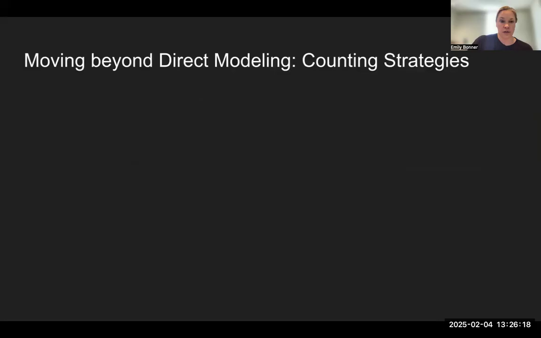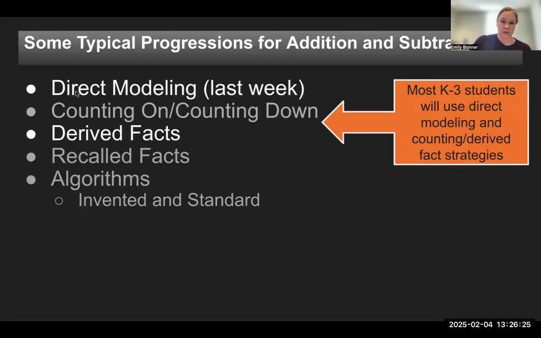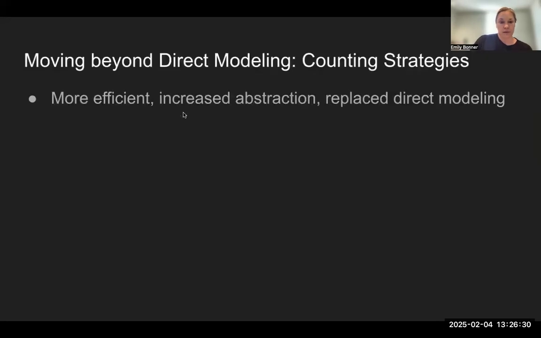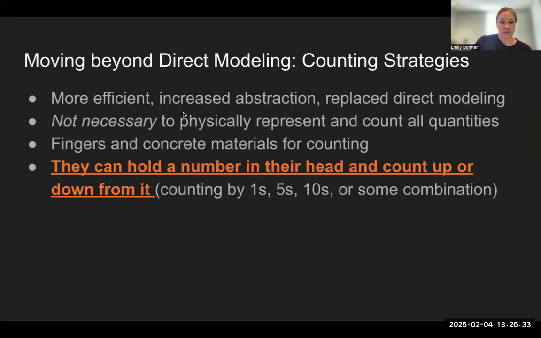All right, so thinking about this idea of moving beyond direct modeling into a counting strategy. So this is, again, moving from this direct model, which is what we see with our earliest learners, into this counting on and counting back. You want to think about kind of encouraging students to do this because it's more efficient. It's not necessarily to physically represent, it's just a strategy to get from one number to another. And they'll often use, again, their fingers or concrete models for counting, like I mentioned, and sometimes they can even hold a number in their head and count up or count back, which is great too.